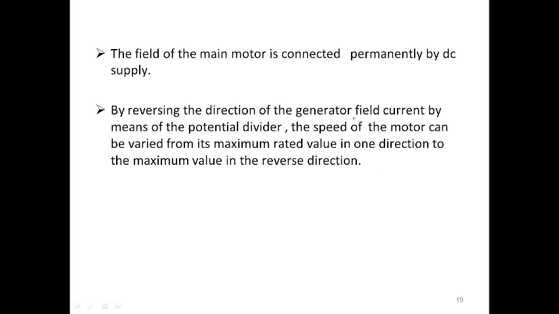By reversing the direction of the generator field current by means of a potential divider, the speed of the motor can be varied. So for controlling a DC motor we are varying the generator exciter. The generator field current we are varying, from N rated to N rated.